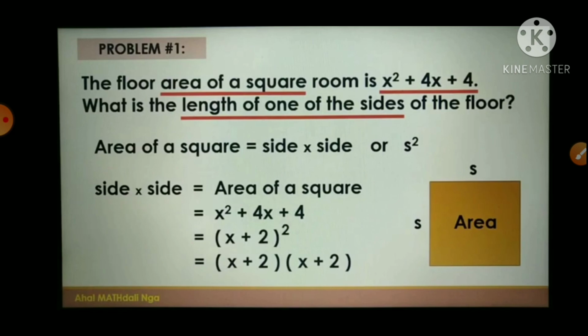Going back to the problem, we are looking for the length of one of the sides of the floor. So we will just take one of the two factors. Therefore, the length of the side of the square is x plus 2.